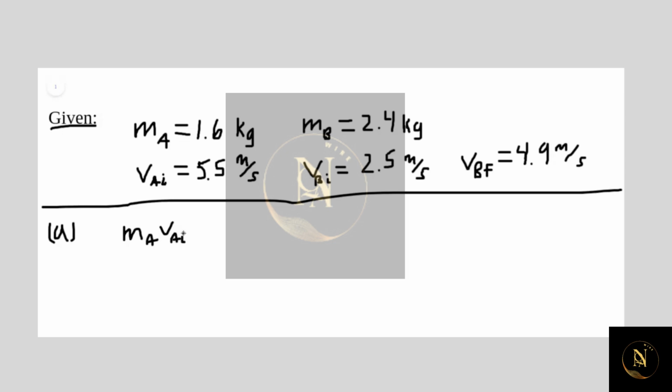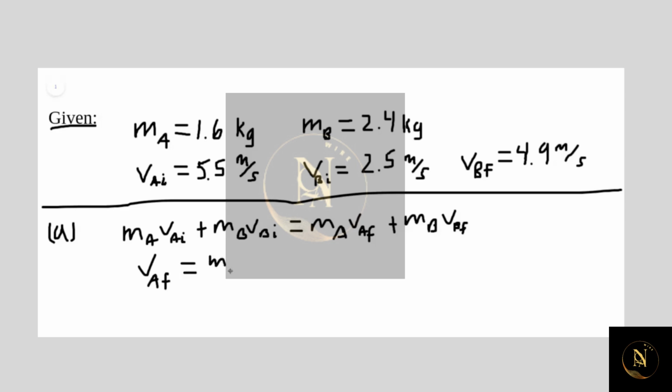So to do part A, we're going to use conservation of momentum, which the initial momentum, m sub A times the initial velocity of A plus m sub B times the initial velocity of B, is equal to the final momentum of A plus the final momentum of B. We know everything here except for the final velocity of A, which is what we're asked to solve. So we can arrange this equation to solve for the final velocity of A.